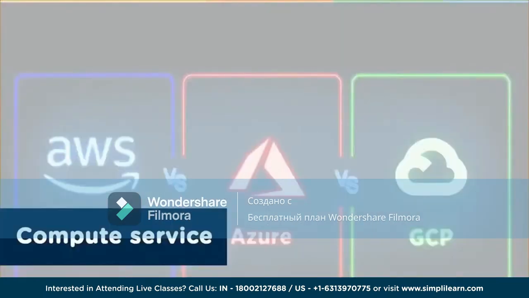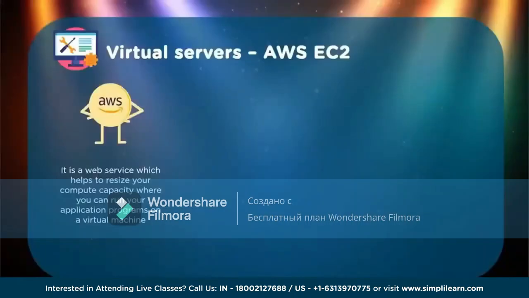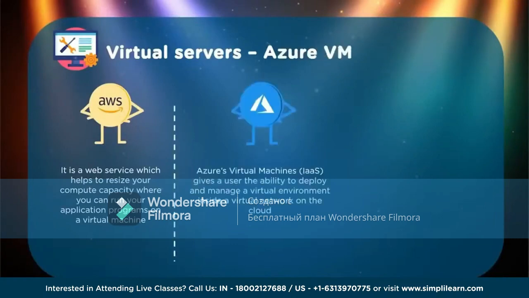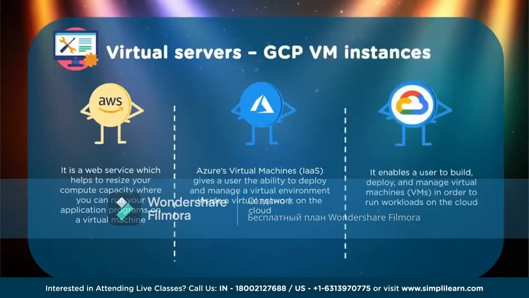Now let's talk about the compute services offered. First off, we have virtual servers. For AWS, we have EC2. It is a web service which eliminates the need to invest in hardware so that you can develop and deploy applications in a faster manner. It provides virtual machines in which you can run your applications. Azure's virtual machines is one of the several types of computing resources that Azure offers. Azure gives the user the flexibility to deploy and manage a virtual environment inside a virtual network. GCP's VM service enables users to build, deploy, and manage virtual machines to run workloads on the cloud.